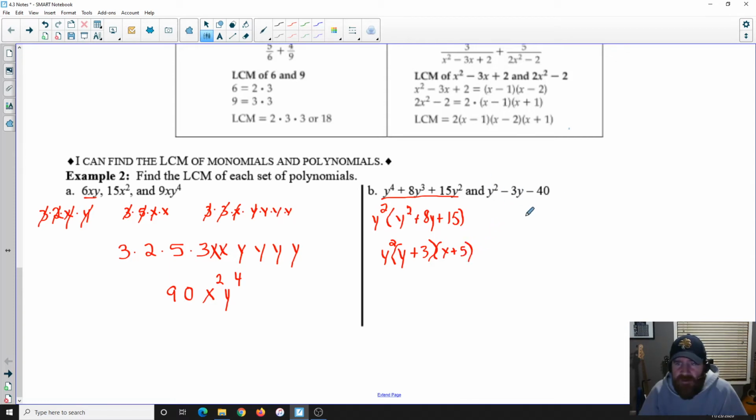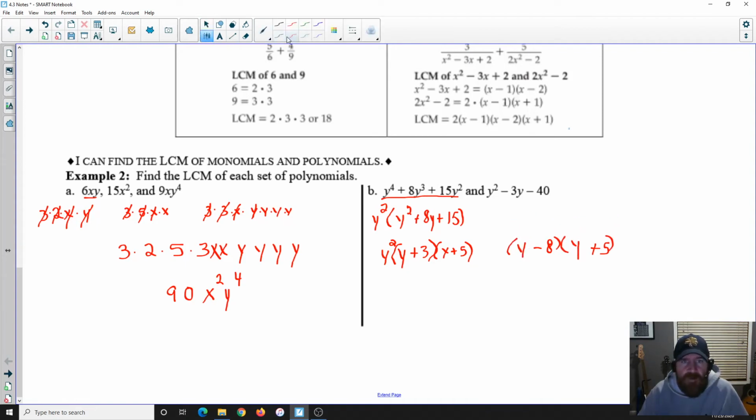This one we have to factor out. We have y, so factors of negative 40 that add up to negative 3. So we should have negative 8 and positive 5. Actually, I'm going to drop these down.